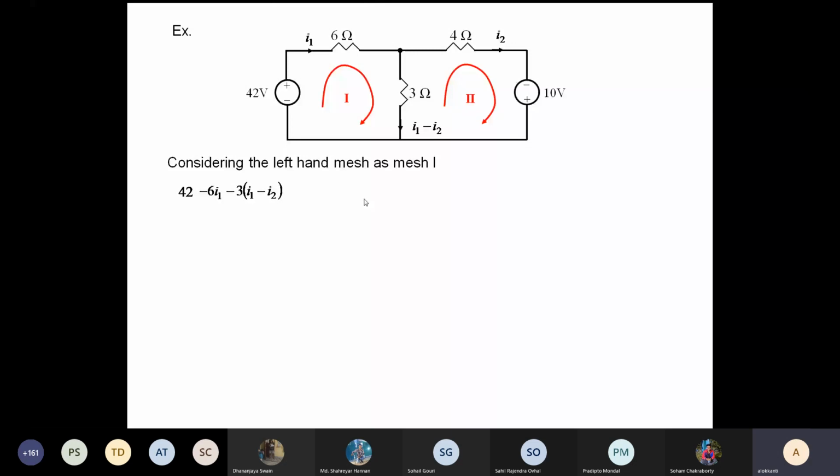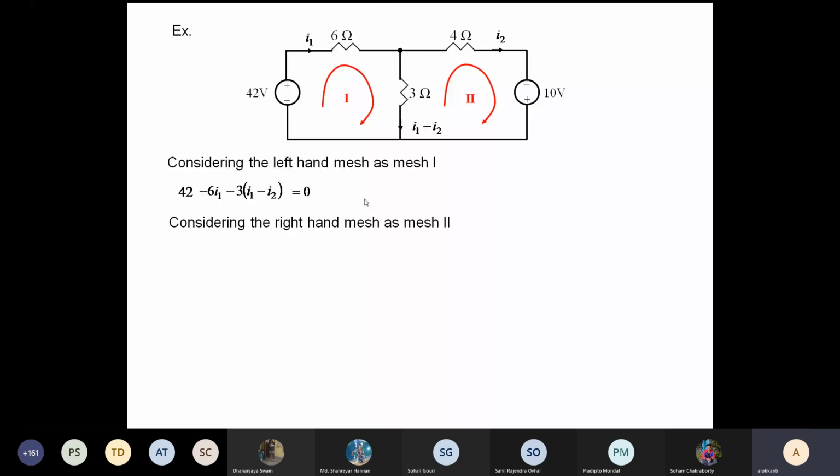So considering mesh 1 and applying KVL, this is how we apply it. We consider the voltage rise as positive and the voltage drop as negative. We have written down the mesh equation corresponding to mesh 1. Similarly, we consider the right hand mesh, because there are 2 variables, I1 and I2, and you need 2 equations to solve it. So you make use of the other mesh.